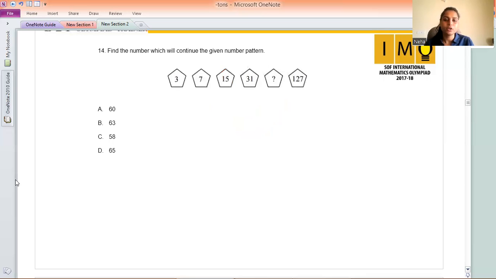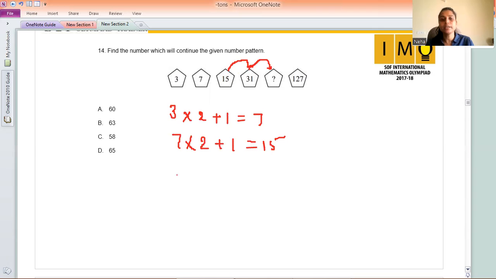Question number 14. Find the number which will continue the given pattern. My numbers are 3, 7, 15, 31, then question mark and 127. As I can see, if I multiply 3 by 2 and then add 1, I will get the next number 7. Similarly, 7 into 2, 14, 14 plus 1 is 15. Similarly, 15 into 2, 30, 30 plus 1, 31. So similarly, 31 into 2 is 62 and 62 plus 1 is 63. That means my correct answer is option number 2.